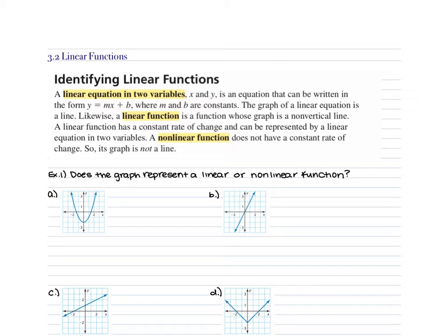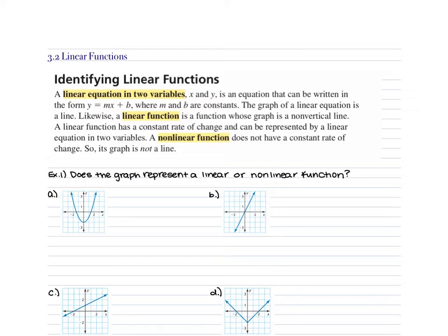3.2 Linear functions. Today we're going to be looking at graphs to see if they are linear or nonlinear. Same thing with tables and ordered pairs to see if they're linear or nonlinear functions. With a linear function, it is a straight line, not a curved line, not a shape, just a straight line.